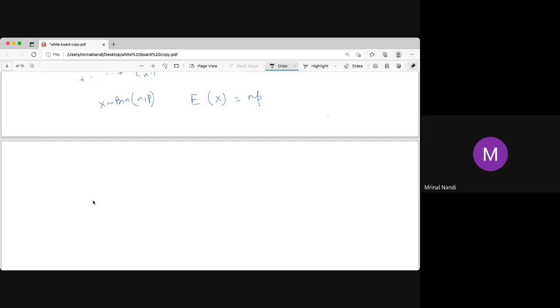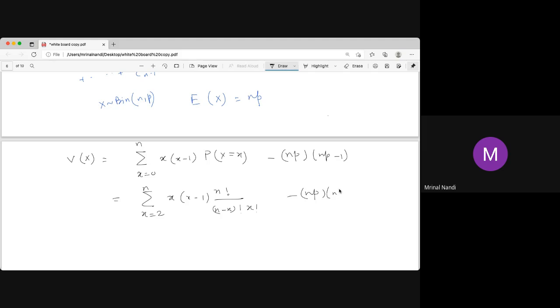So what is the variance? Now you have to find the variance. Now for variance, we need that formula: the sum from x equal to 0 to n of x into x minus 1 times the probability, minus np whole square. Oh sorry, not np whole square, np into np minus 1. Now you can put it from 2 to n, because if x equals 0 or 1 it will give 0, and again it is n factorial by (n minus x) factorial and x factorial, minus np into np minus 1.